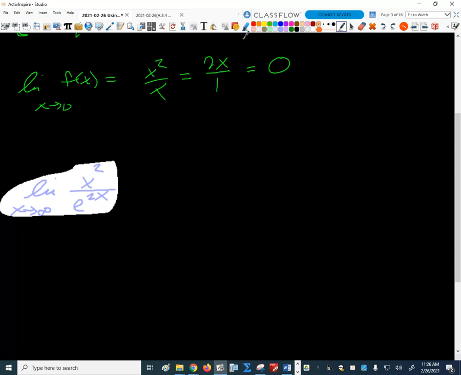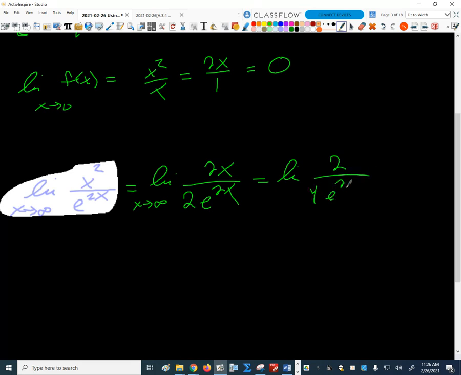I could take the derivatives of the top and the bottom here, right? And this equals the limit of the derivative of the top, which is 2x, over the derivative of the bottom, which, would everybody agree, is just 2e to the 2x, right? Still indeterminate, but I can differentiate again. Derivative of the top is 2. Derivative of the bottom is 4e to the 2x.